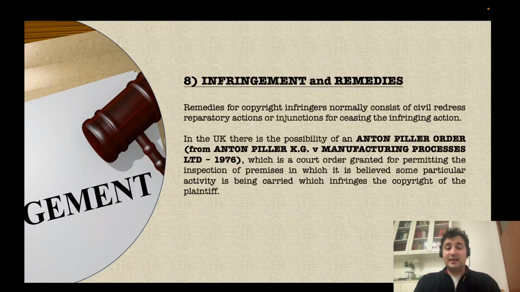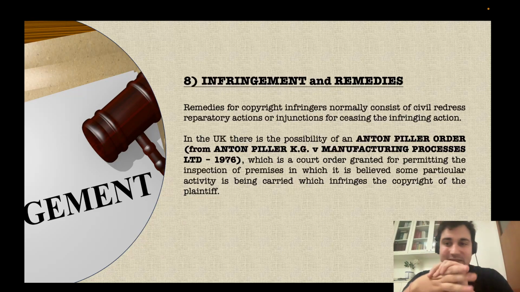Finally, last slide, guys. Last slide is about infringement and remedies. So we talk about what could be the possible infringement. We're talking about every kind of right, and what could be the possible solution. So in court, the possible solution would consist normally of civil redress, reparatory action, or cease and desist, or injunction.